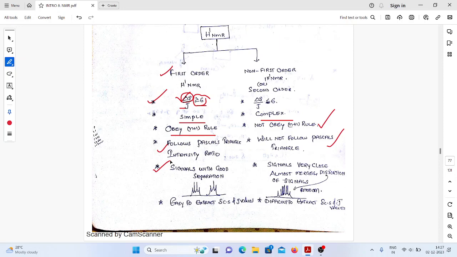In case of the first order spectra, what we observe is that the distance between the signals is higher. It means the separation is good. Because of the greater separation, we can easily extract the information of chemical shift values and coupling constant values as far as first order spectra is concerned. But in case of non-first order spectra, what happens? The signals become very close. Because of that, we cannot easily extract the chemical shift values and the coupling constant values of the protons in non-first order spectra.